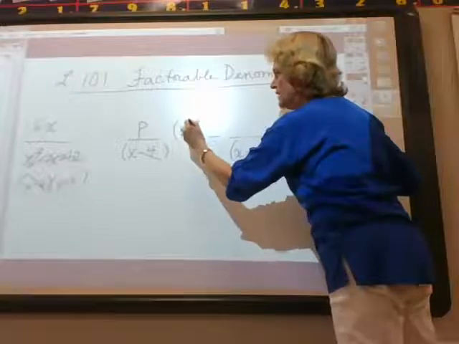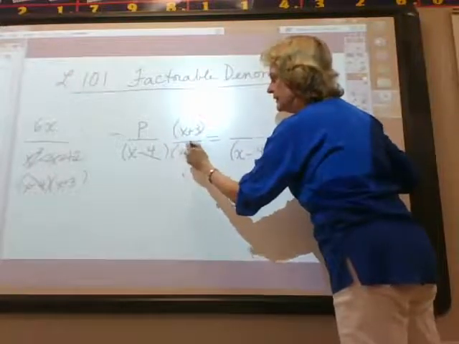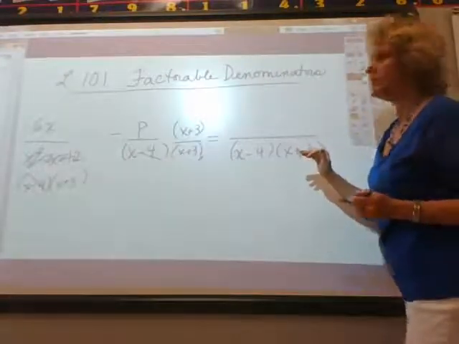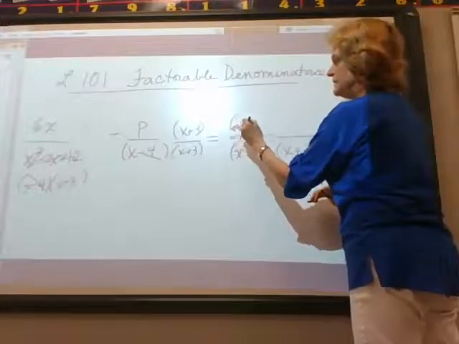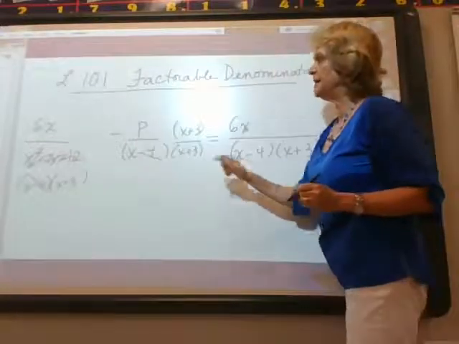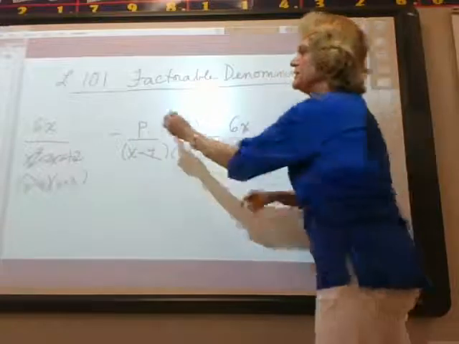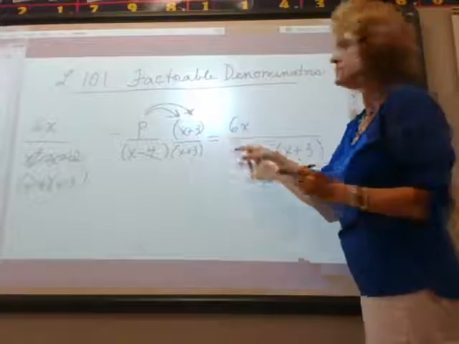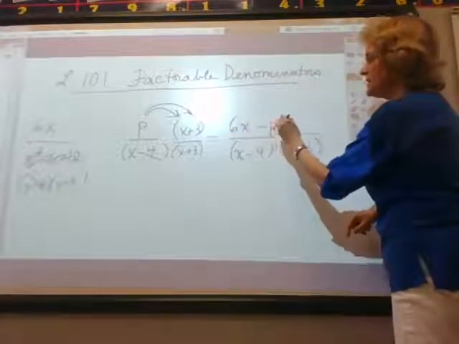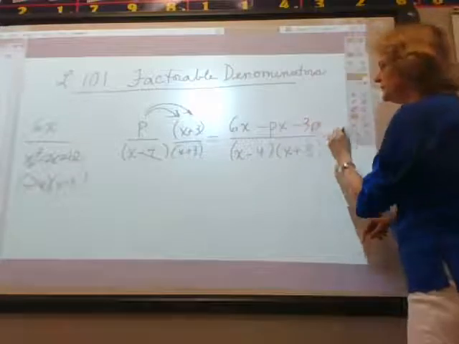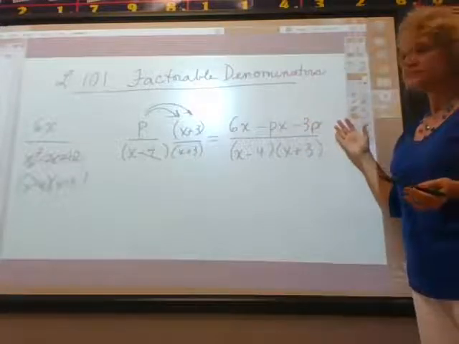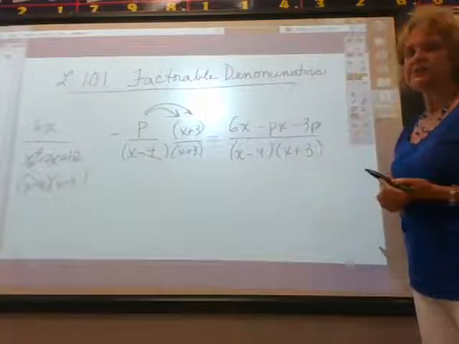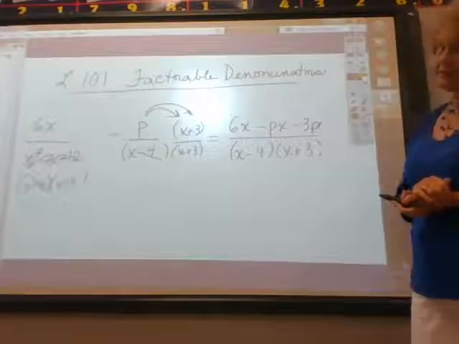So I'm going to multiply by 1 so that I have common denominators in both terms. So my numerator needs the 6x from the first term, and notice I have a minus p here, so I need to distribute carefully the minus p to both things. So I will have a minus px and a minus 3p. Now, none of these are like terms, so you're done. You can't combine any elements, you can't factor it, so this is your final answer for example 1.